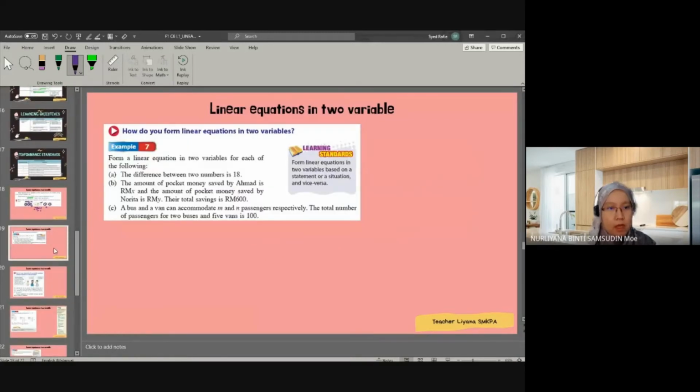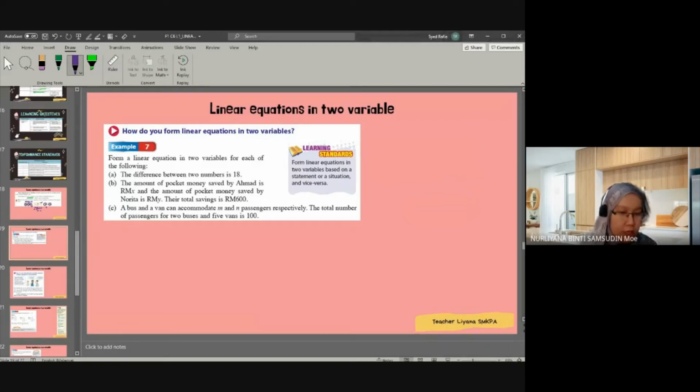How do you form linear equations in two variables? This is the statement given. Form a linear equation in two variables for each of the following. Number one, the difference between two numbers is 18. The difference between two numbers.